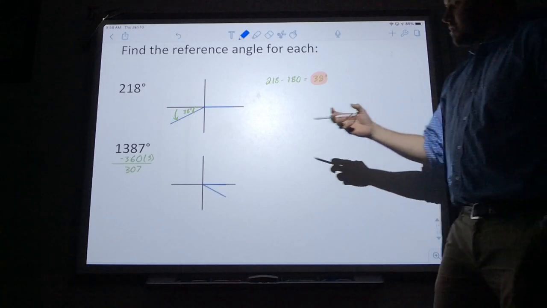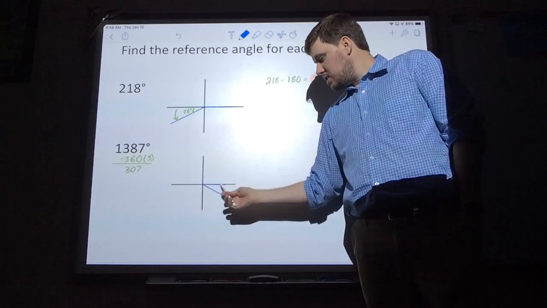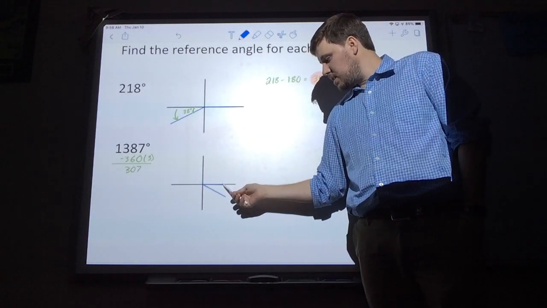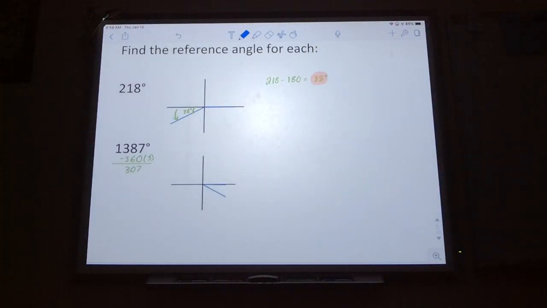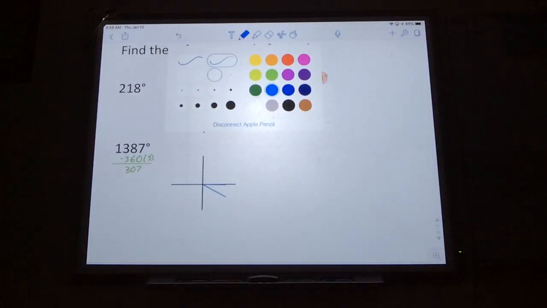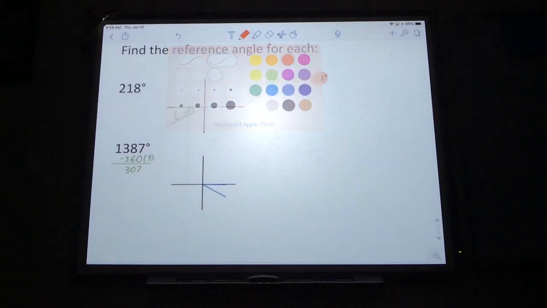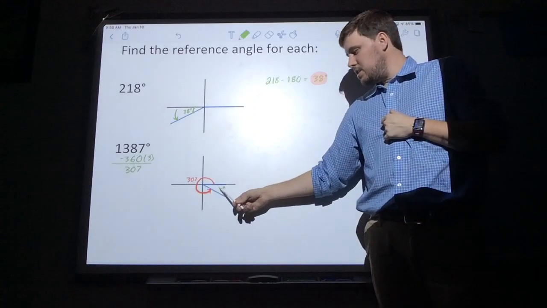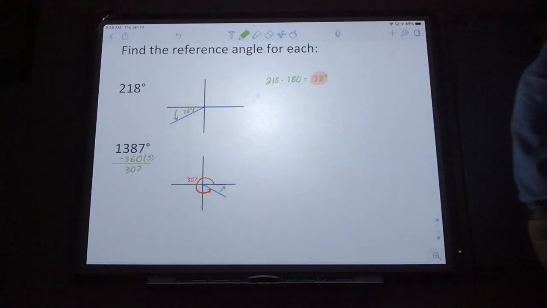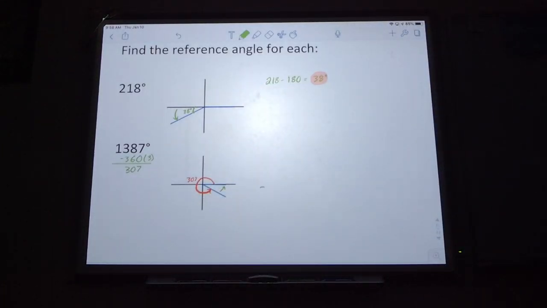Okay, we want it positive. That means we want it starting here and going positive this way. We do not want to go this way down. We want to go all the way around. Okay, so this is 307. And then we want to keep going positive in that same direction. And tell me what that angle would be. What would be left over here if we just use 307? 53. So that's our reference angle there.